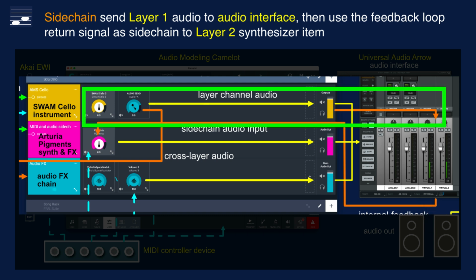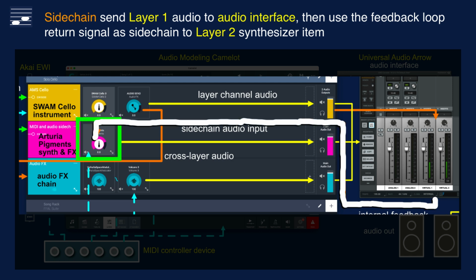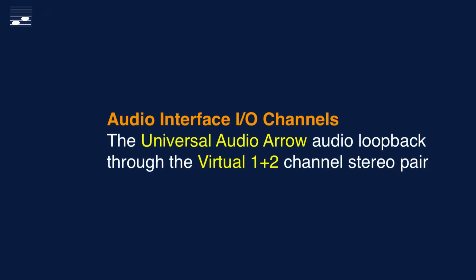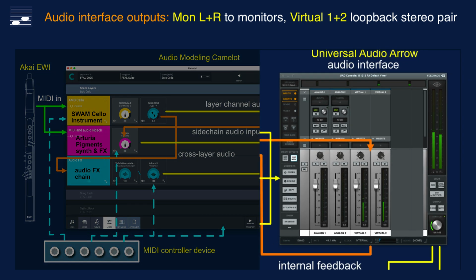The Sidechain requires a second instrument layer output. It is routed to a special audio interface channel. You will see the setup details in a minute. The loop back channel is fed as Sidechain signal into the layer 2 Pigments item. In order to understand the Camelot routing, we first look at the audio channel naming of the Arrow interface.